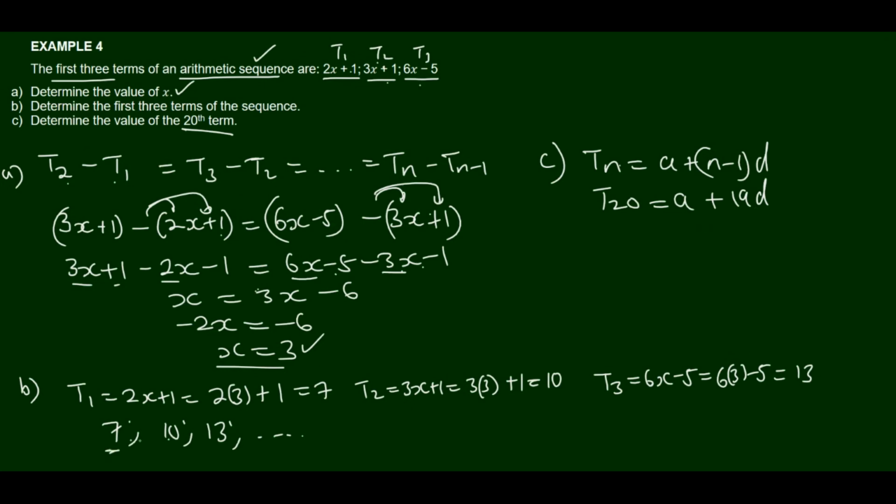We can also find our difference. 10 minus 7, that's 3. 13 minus 10, that's 3. So our d is 3. So T20 is equal to 7 plus 19 times 3. And then T20 is equal to 64.